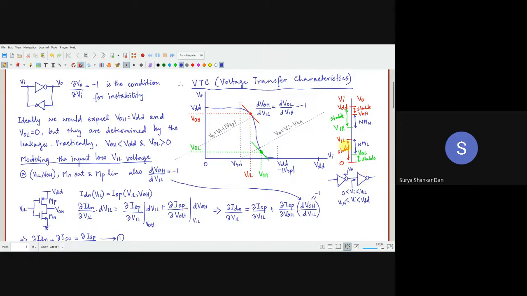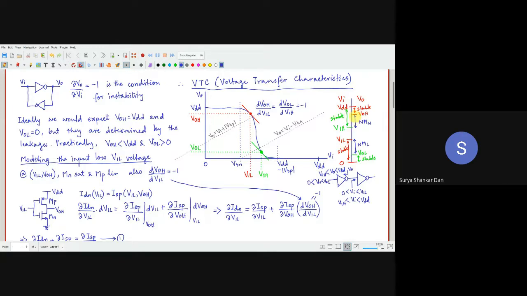Then from the output side of things, what is the stability zone? As long as VO is in the stability zone, look, from VOH to VDD. So this is VO. It can be greater than this, less than this. Or else VO can be less than VOL or less than zero. Right? Ideally, what do we want? This VO should be either zero or VDD. But it never happens, right? It will be having some noise and all that. So these are the two regions of stability. Look, I have written stable.